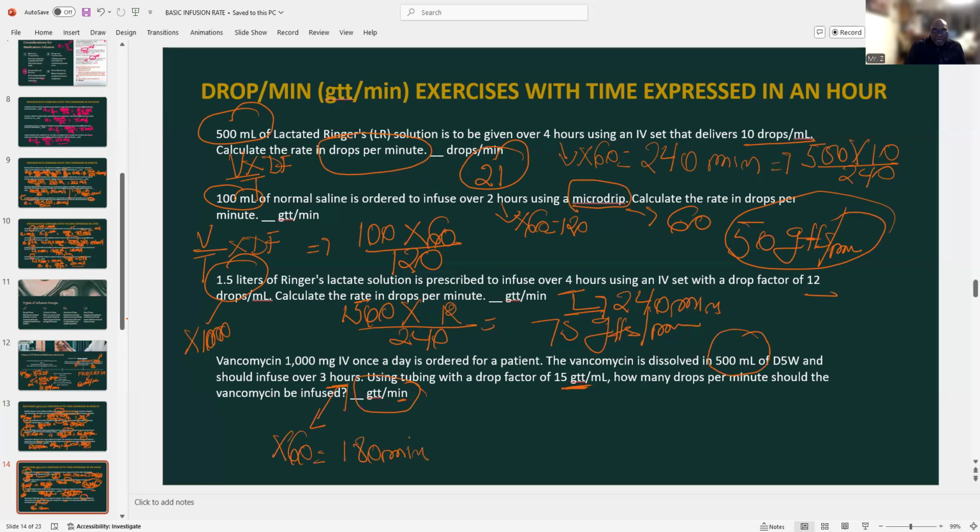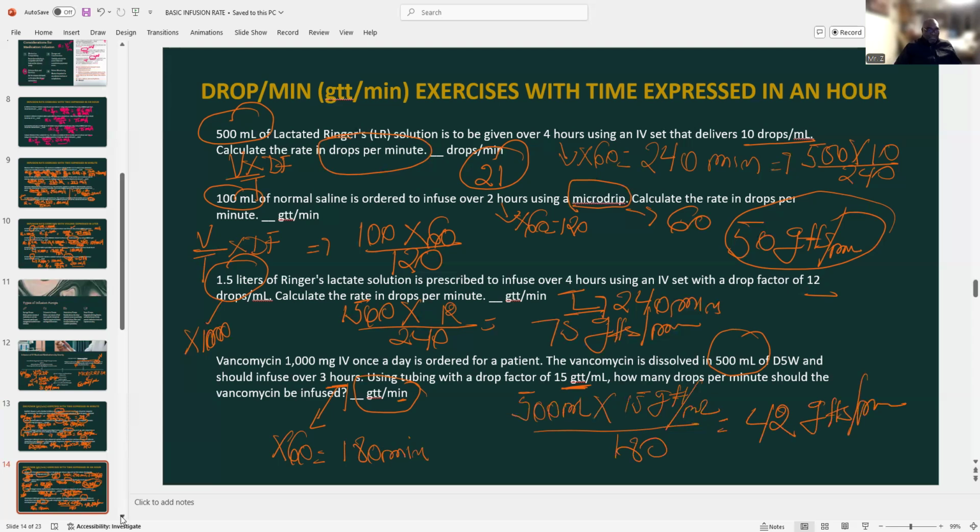So now I can go ahead and do volume, which is 500 milliliters, multiplied by the drop factor, which is 15 drops per ml, divided by your time, which is 180. You cannot divide that by 3. You will make a mistake because the time must be in minutes. 500 times 15 divided by 180, and then you got 41.666. When you round it, you got 42 drops per minute.